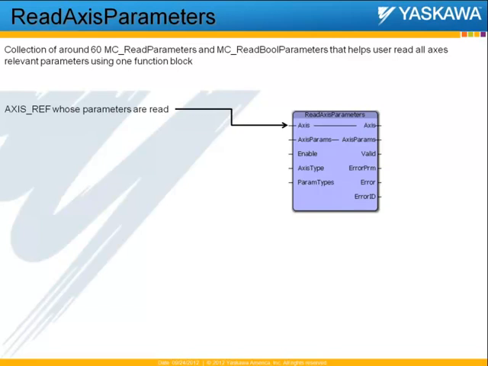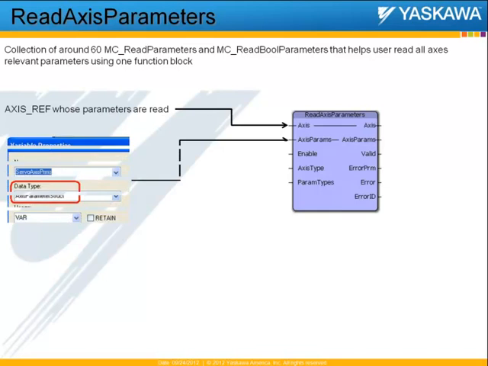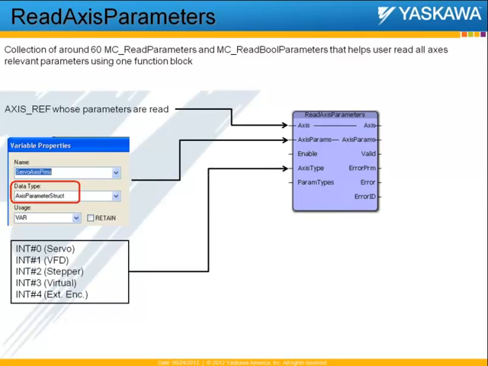The various inputs to the read axis parameters. The first one is a familiar one. It's an axis ref, so it decides which axis parameter needs to be accessed. The second input is a structure, and the data type of that particular variable is axis parameter struct, and it is defined in the data types file of the PLC open toolbox. That's a structure that contains all different parameters that need to be read for that axis.